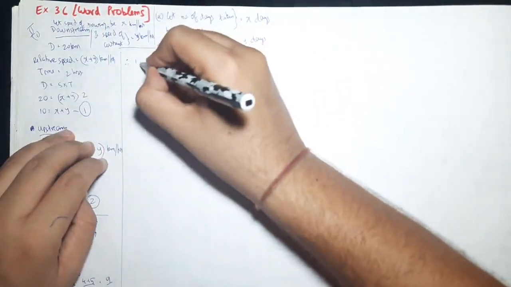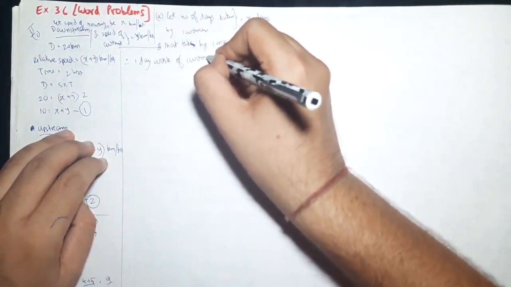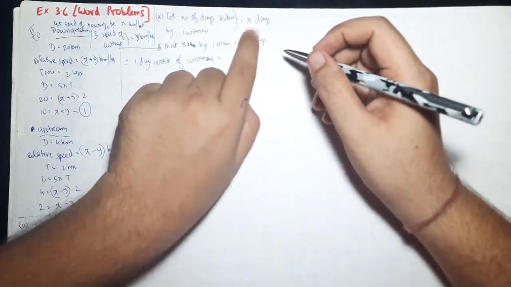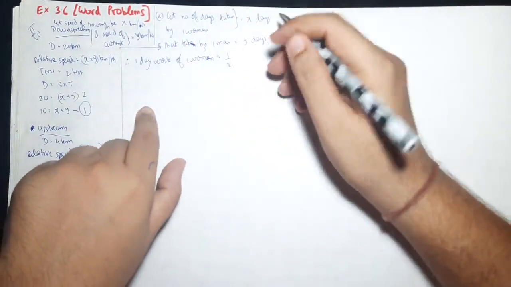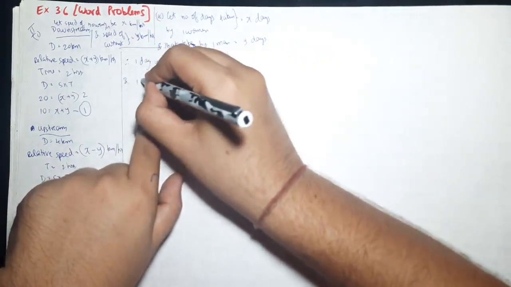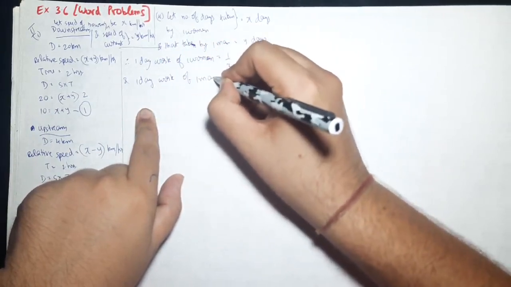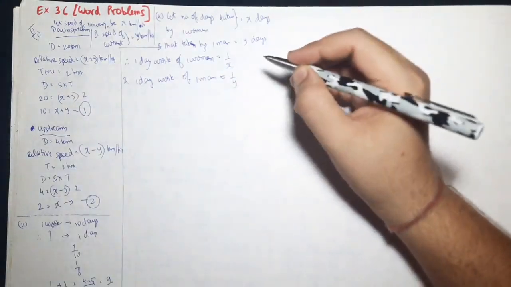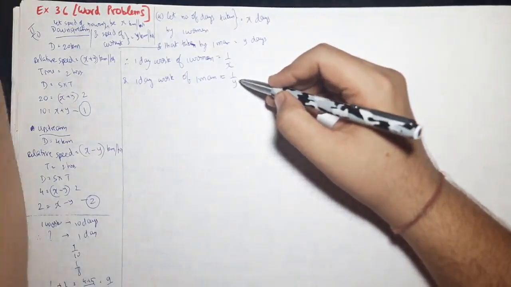We have to compare their one day works. Therefore, one day work of one woman, if she can complete the work in x days, so in one day she would be able to complete 1 by x work, and one day work of one man will be equals to 1 by y. This is the one day work of one woman, this is the one day work of one man.